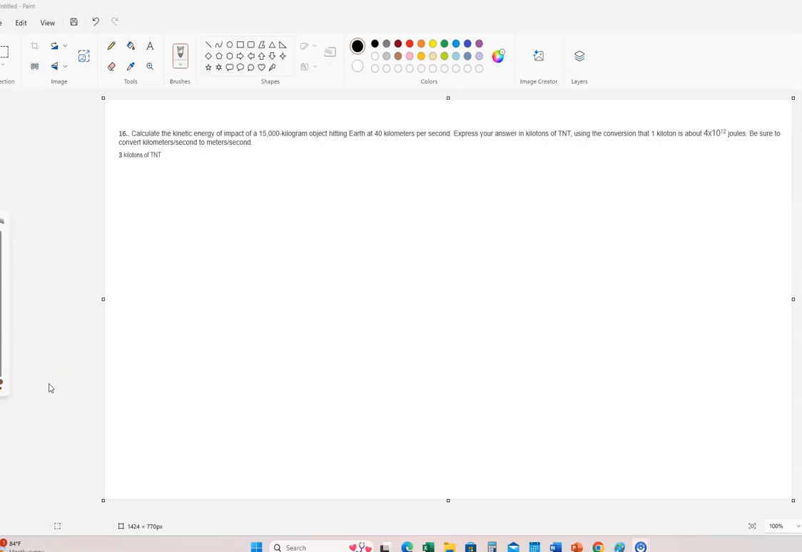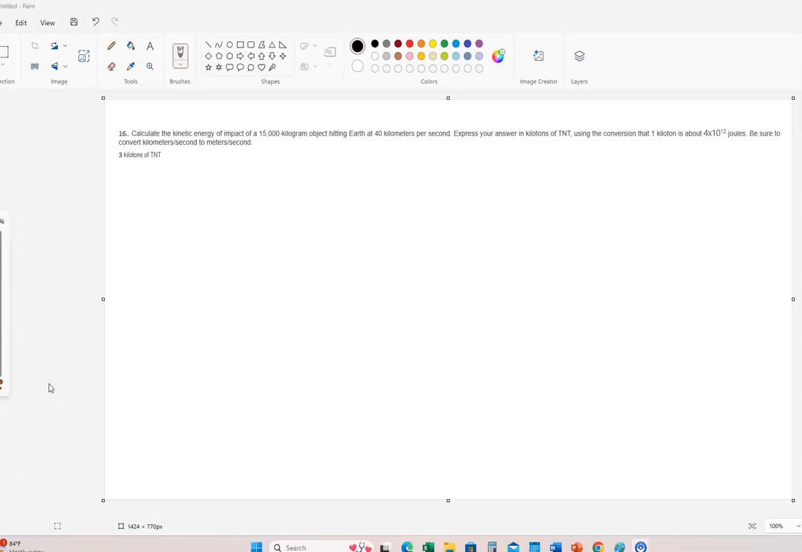So here's number 16. Calculate the kinetic energy of impact of a 15,000 kilogram object hitting the Earth, like a comet or an asteroid, hitting the Earth at 40 kilometers per second. Express your answer in kilotons of TNT. Use the conversion that 1 kiloton is 4 times 10 to the 12th joules. Joules are units of energy that we use in physics all the time. Be sure to convert kilometers per second to meters per second. And there's the answer. It turns out to be about 3 kilotons.